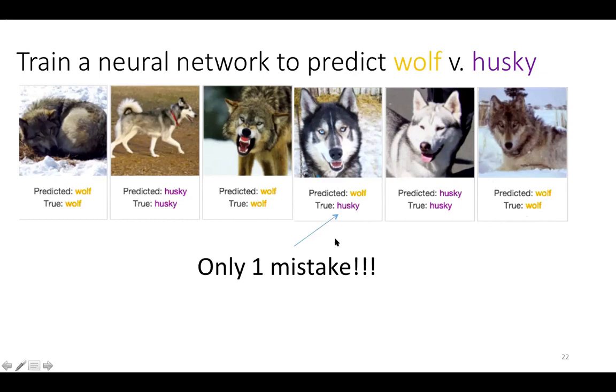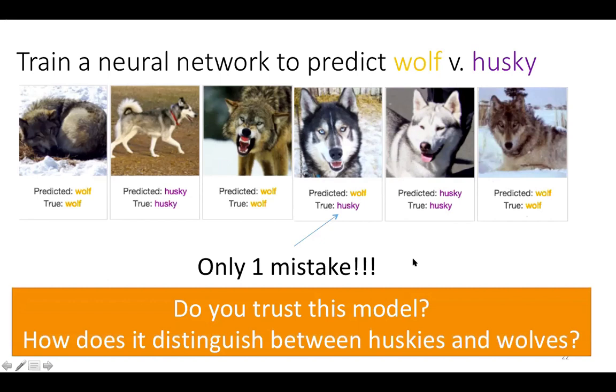So my question is, do you trust this model? And if you do, how do you think that the model is actually distinguishing huskies from wolves? Do you think that this is a good model? I mean, in terms of trust, what is your take on it? Let's spend some time on this.